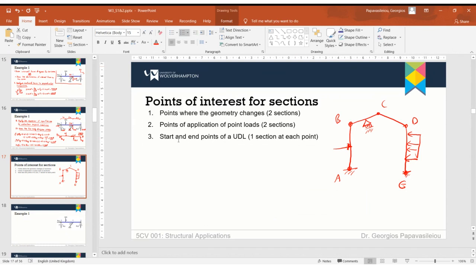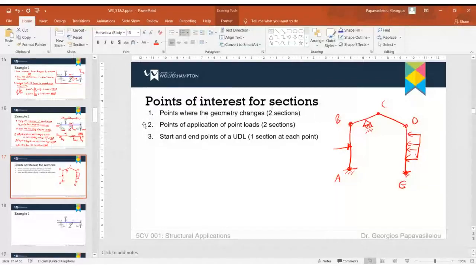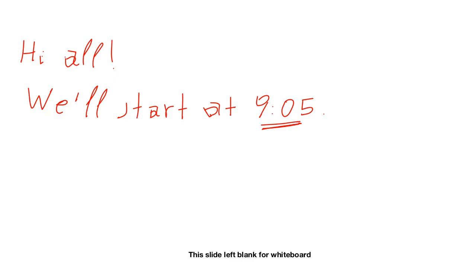What happened over here? Okay, I have no idea what has happened to this slide. Let me just restart the application. Sorry for that.